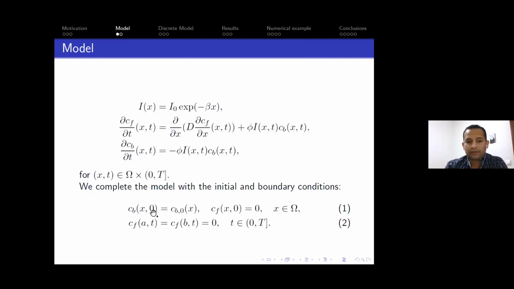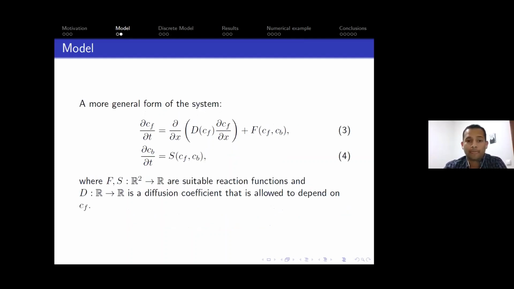At time 0, you can see that there is a distribution of bound drug concentration over the domain. There is no free drug concentration at time 0 in the whole domain. And we assume Dirichlet boundary conditions for the free drug concentration. Okay, we can write the last system in this form.